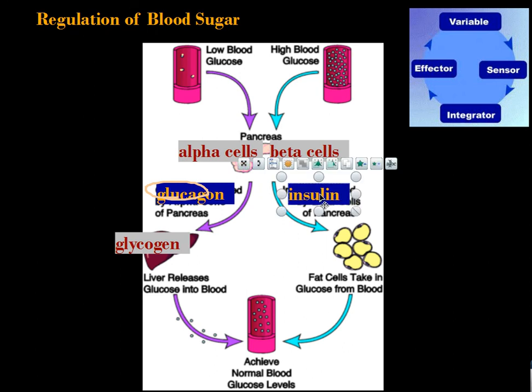Insulin will cause all this extra glucose to be stored into fat cells and in the form of glycogen in the liver, and it will also be the vehicle that drives sugar into the tissues in order for it to be used. So insulin is the effector. It's going to cause the sugar to be removed from the blood and put somewhere else. And so then you're getting back to your set point.